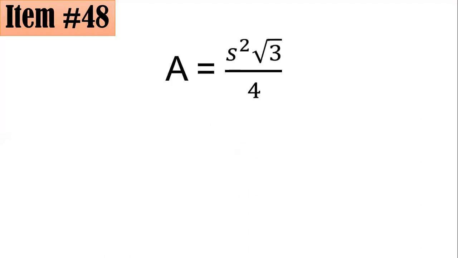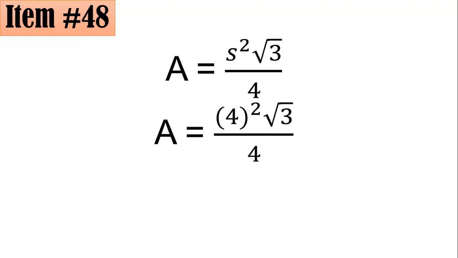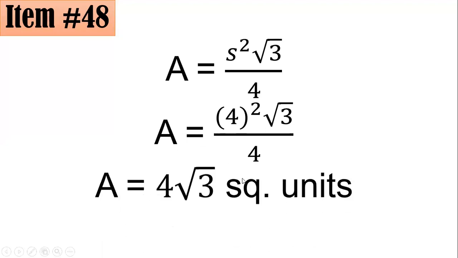That is, the formula for the area of any equilateral triangle with side s is s squared square root of 3 all over 4, where s is the measure of a side. So here the side is 4. So we have area equals 4 squared times square root of 3 all over 4. 4 squared here is 16. 16 over 4 is 4. And you have 4 square root of 3 square units as your area. And that is letter B.